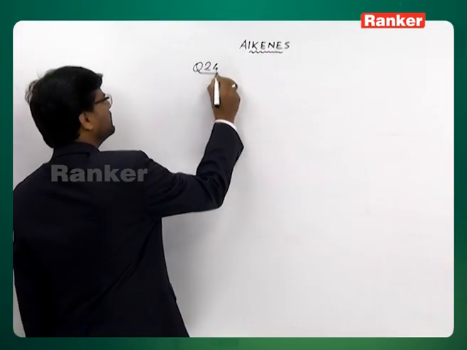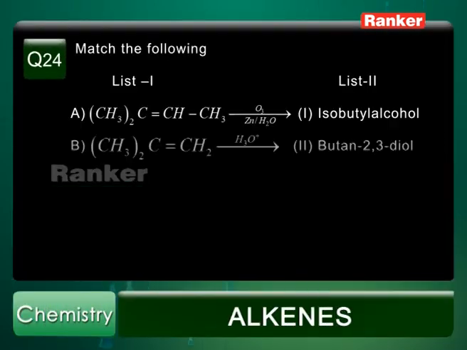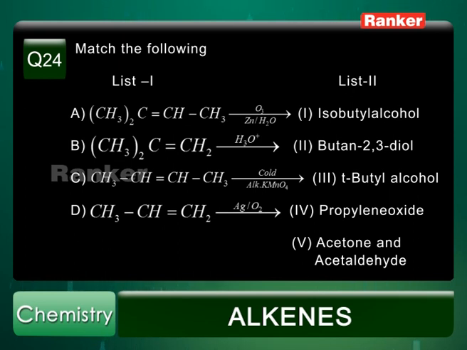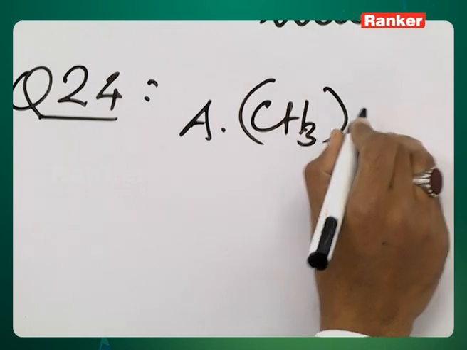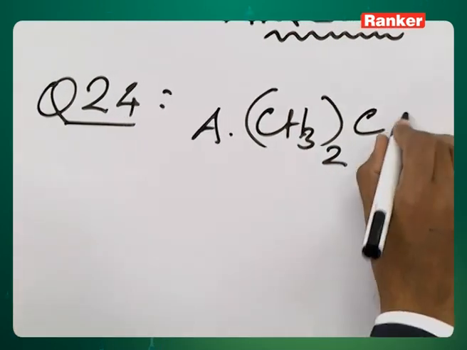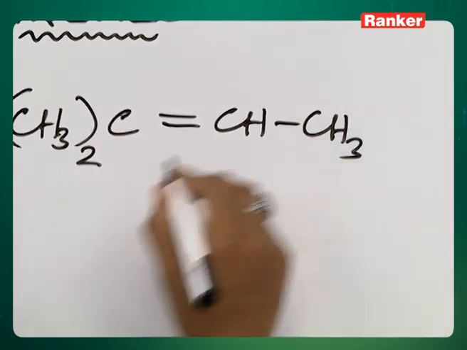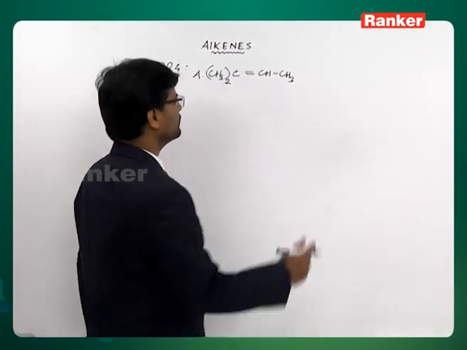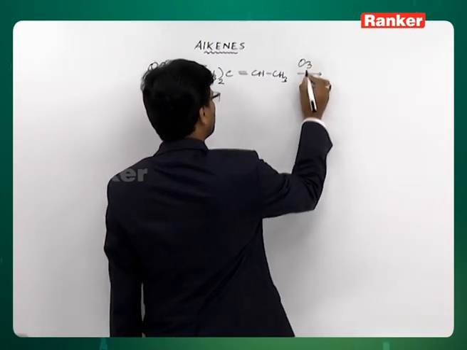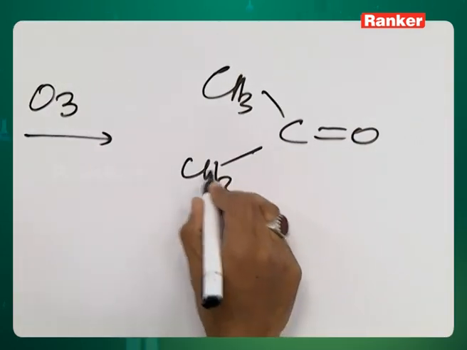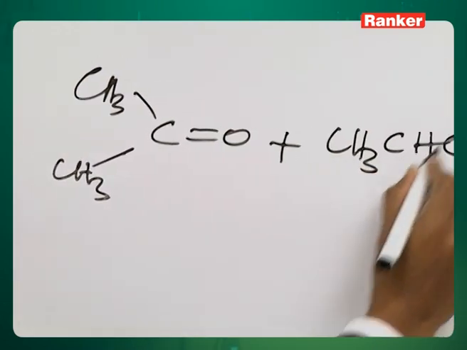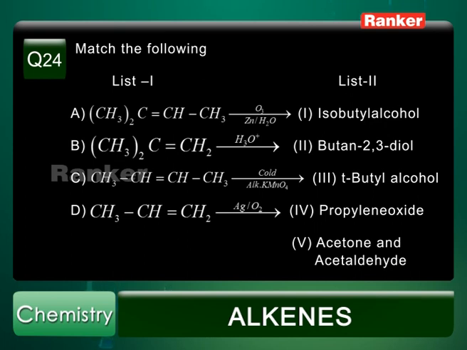Question number 24. Some reactions are given in list 1 and you are asked to match with the product given in list 2. First reaction is like this. This is the reactant and it is being treated with ozone. Ozonolysis is being done. So, the product will be acetone plus acetaldehyde. So, A should therefore be matched with 5.